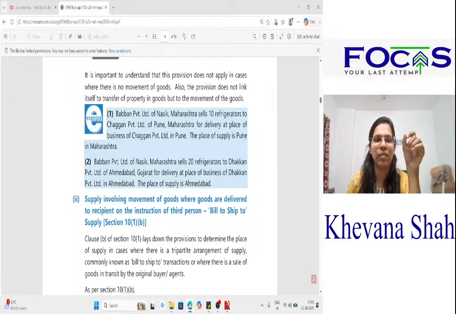Now examples they have given. Example, Baban Private Limited of Nasik, Maharashtra sells 10 refrigerators to Chhagan Private Limited of Pune, Maharashtra for delivery at place of business of Chhagan Private Limited in Pune. The place of supply is Pune, Maharashtra. So see, here this movement of goods is required. Okay, 10 refrigerators, they are being transported from Nasik to Pune. So here the place of supply will be Pune, Maharashtra, where your supply is being ended. Okay, where these goods are being delivered, that is your place of supply.